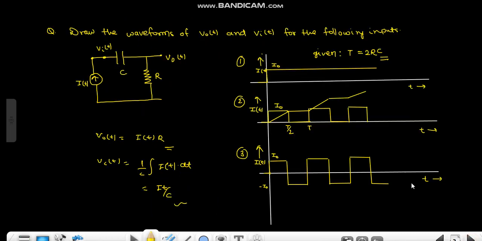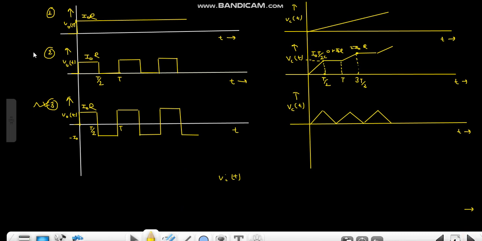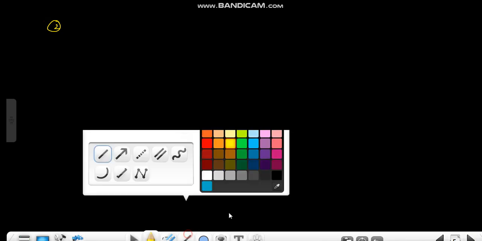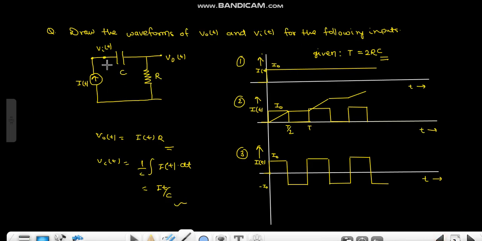So now only for this input I need to draw the waveform, for the second input. Okay, for the second input, see you can add the waveform by your own, but if we directly have to draw the waveform of VIT, then what will we do? Okay, so first I have to remove these.